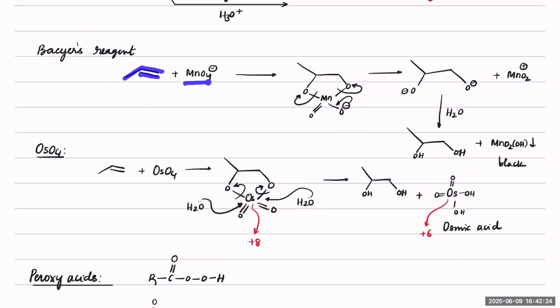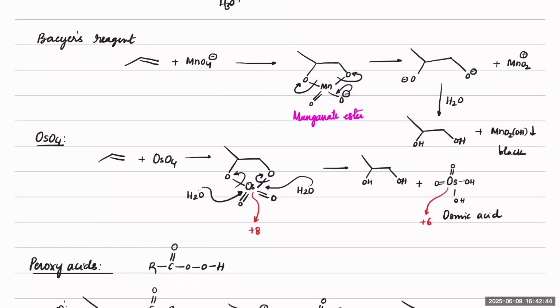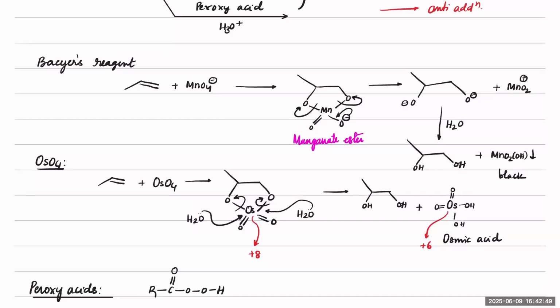Now notice how this happens. If you have a pi bond here, when you react with MnO4 minus, MnO4 minus would add this way, that is by forming a cyclic structure. This is called manganate ester. Once you get a manganate ester here, the structure of manganate is supposed to be Mn double bond O, double bond O, double bond O, and O minus. This is the manganate structure.